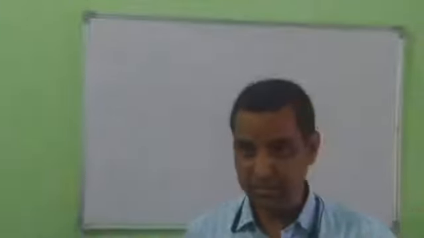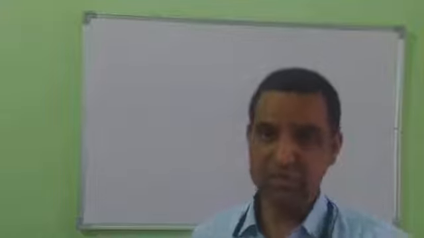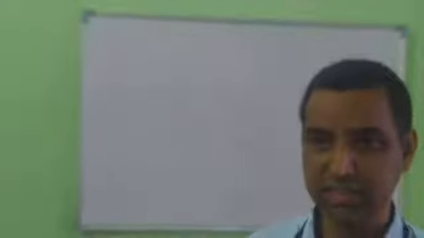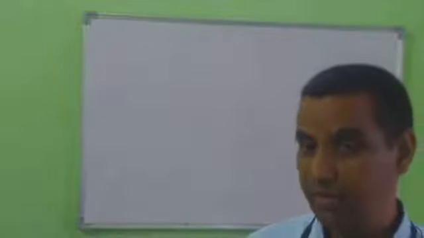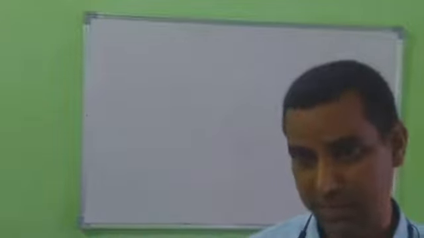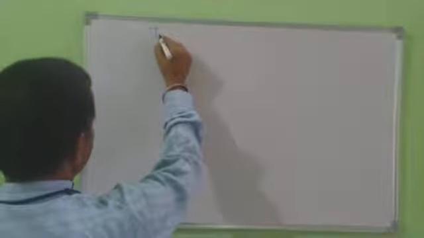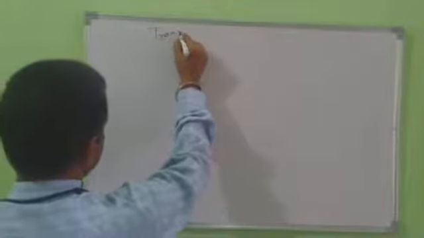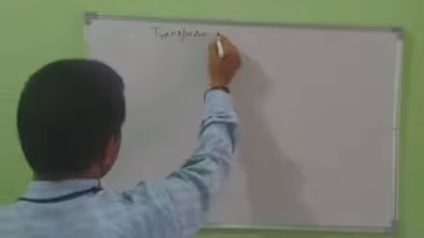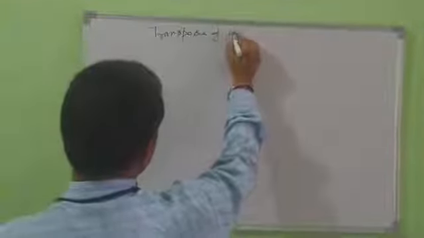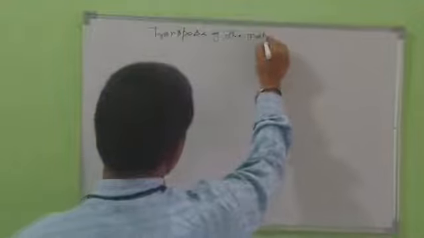Suppose any matrix is given to you, then you interchange row and column. Suppose you interchange row and column of any matrix, then you get the transpose of the matrix. Yes, now look here. Topic heading: transpose of the matrix.